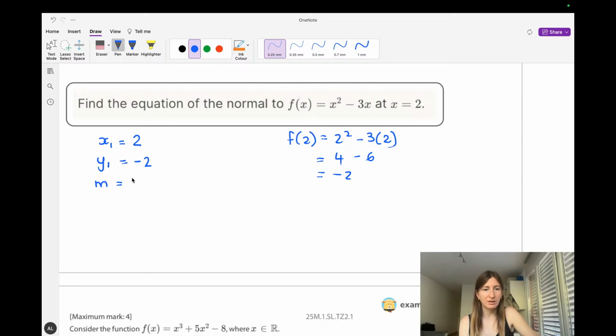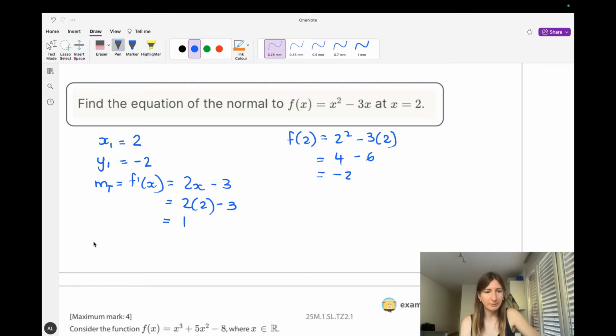And then a gradient. We need to find f dash x again, which is 2x minus 3, and substitute our point of 2. This is all very similar to the last one. We're going through the same motions. This is the equation of our tangent. So again, that is 1.